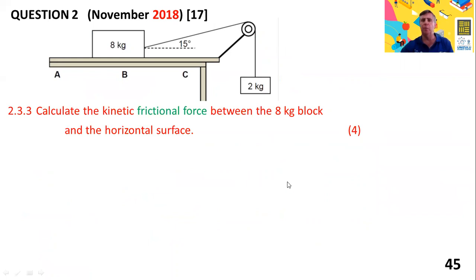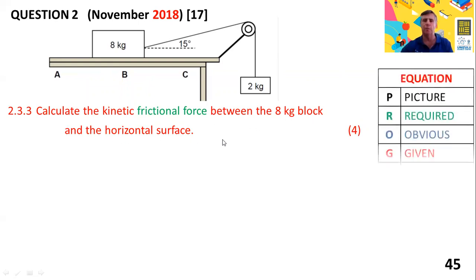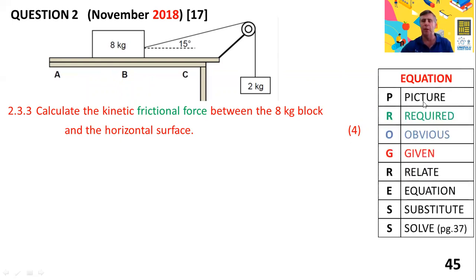Now that figure is going to be used in 2.3.3, which is: calculate the kinetic frictional force between the 8 kilogram block and the horizontal surface. Once again, our progress method, we have a picture. Let's add what we're looking for, what is required, the force of kinetic friction, which will be to the left, as we know the block is accelerating to the right.